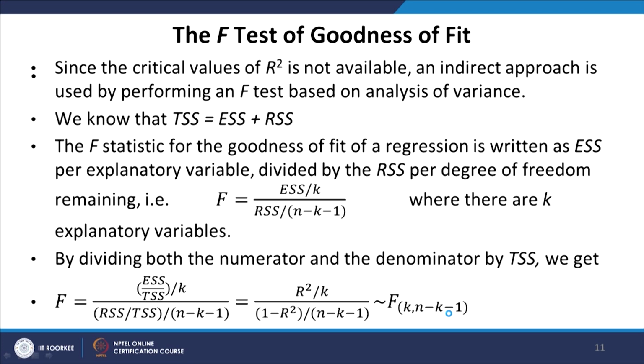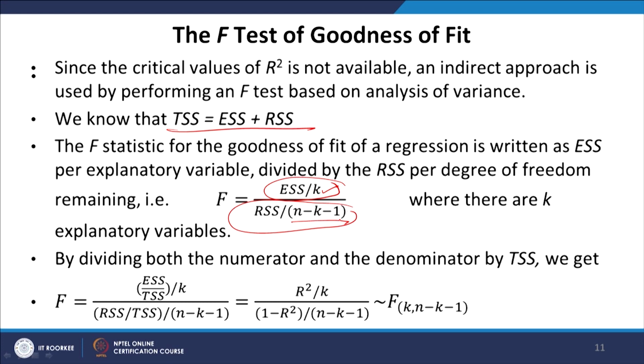We know that total sum of squares equals explained sum of squares plus residual sum of squares. The F statistic for the goodness of fit of a regression is written as ESS per explanatory variable divided by the RSS per degree of freedom remaining. So, k is the number of explanatory variables, and the remaining degrees of freedom is n minus k minus 1.